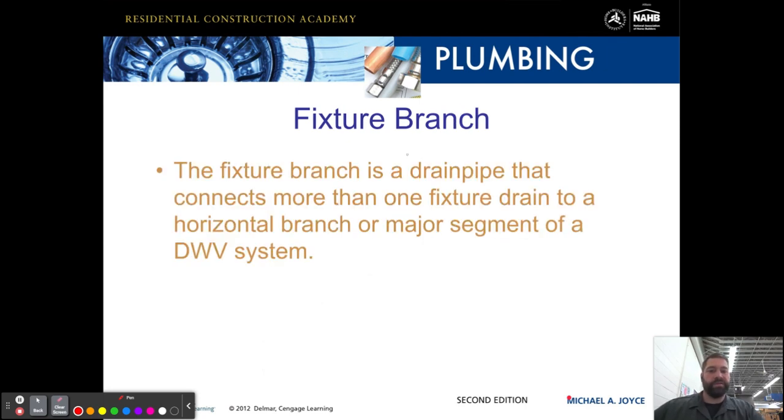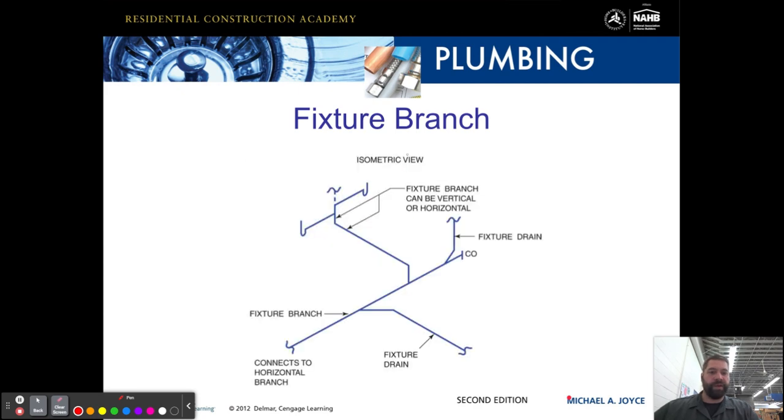The fixture branch is a drain pipe that connects more than one fixture drain to a horizontal branch or a major segment of a DWV system. So here we have an isometric view of a fixture branch. We can see here we have the fixture drain. Here this connects to the horizontal branch, and this is our fixture branch. Right here is our cleanout.